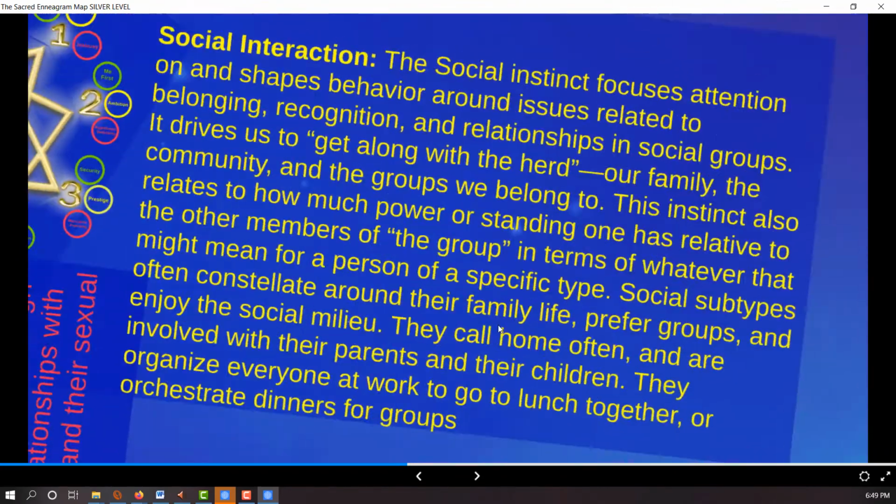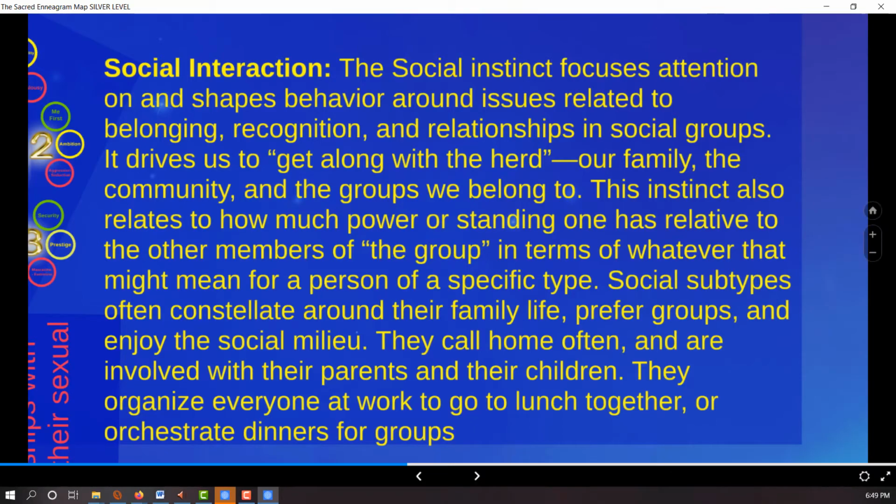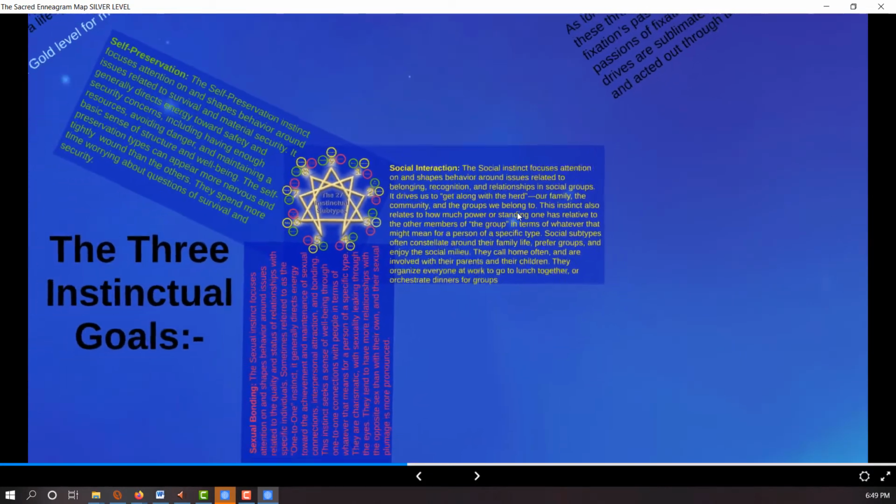The last summary is social instinct interaction. So the social instinct focuses attention on and shapes behavior around issues related to belonging, recognition, and relationships in social groups. It drives us to get along with the herd, our family, the community, and the groups we belong to. So that's a quick summary of the 3 instinctual goals.